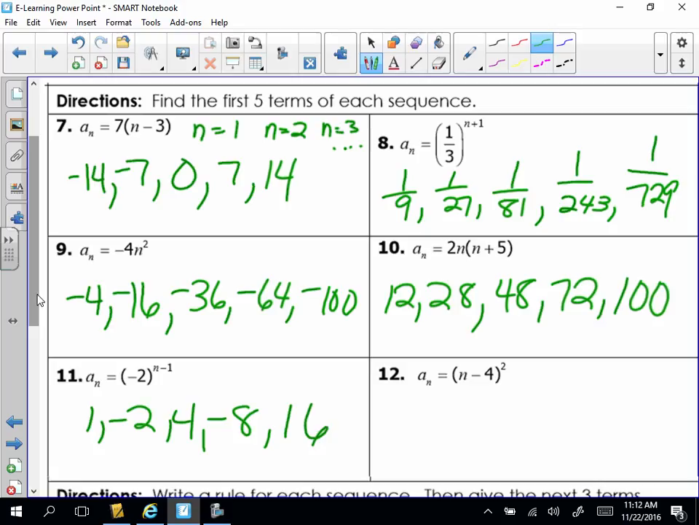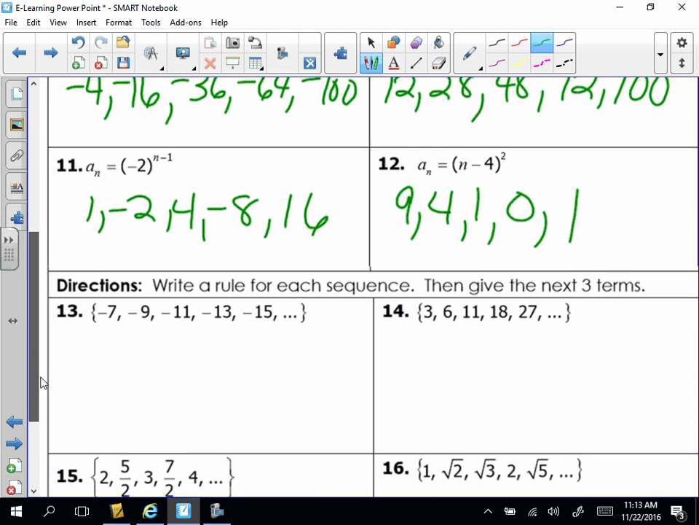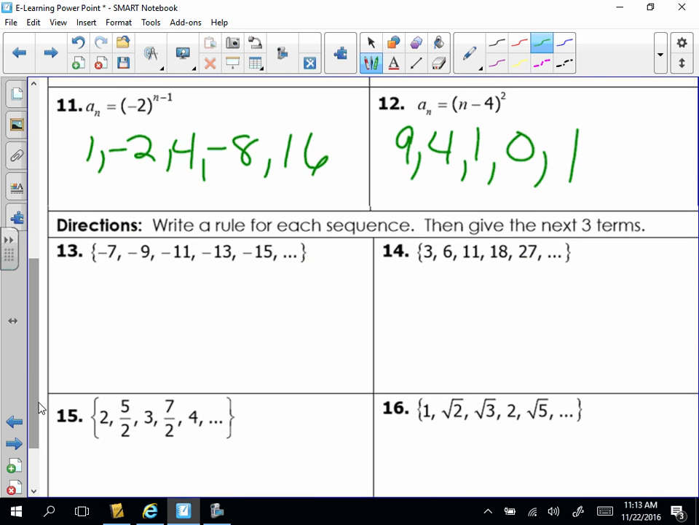And you're putting 1 in. You'd have negative 3 squared is 9. 2 in, you'd have negative 2 squared is 4. 3, negative 1 squared is 1. 4 would give you 0 squared is 0, and 1. All right, once again, we're going to try and write the rules for these.